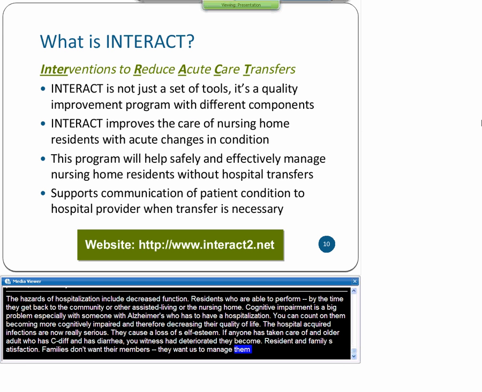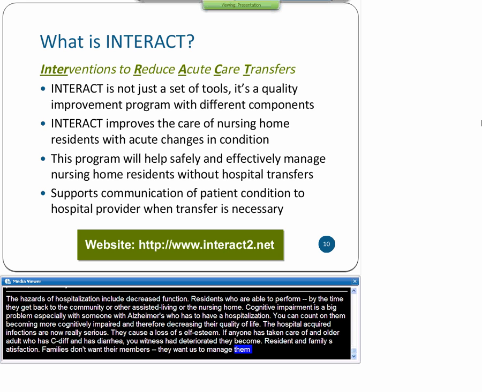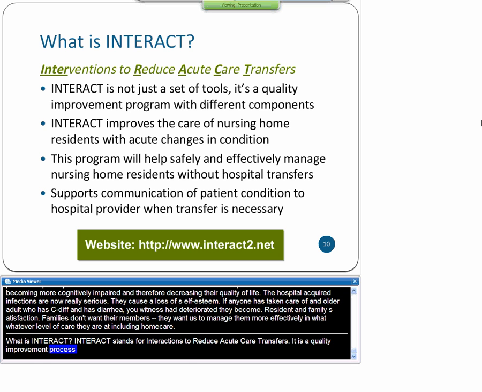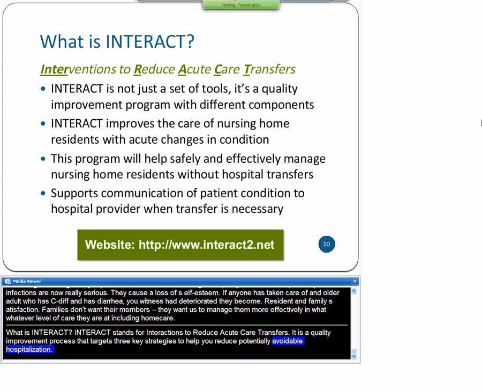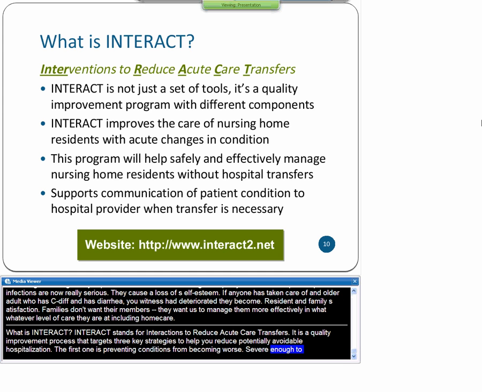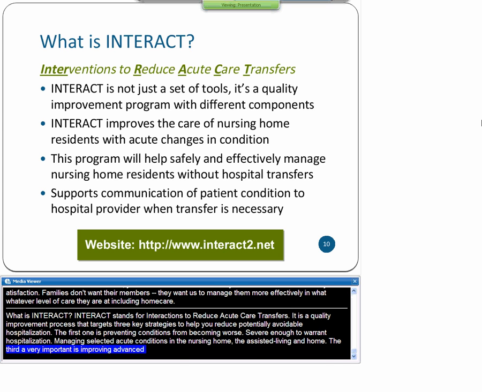What is INTERACT? INTERACT stands for Interventions to Reduce Acute Care Transfers. It's a quality improvement process that targets 3 key strategies to help you reduce potentially avoidable hospitalization. The first one is preventing conditions from becoming severe enough to warrant hospitalization. Second, managing selected acute conditions in the nursing home, the assisted living, and home. And the third, and very important, is improving advance care planning for residents for whom a palliative care or comfort care plan is appropriate. INTERACT is not just a set of tools, it's a quality improvement program with different components.